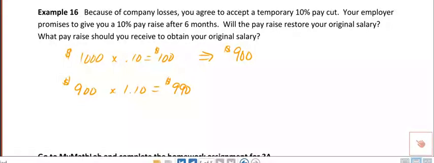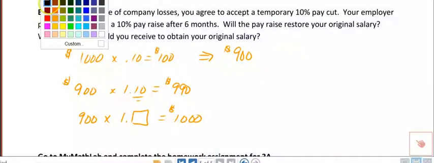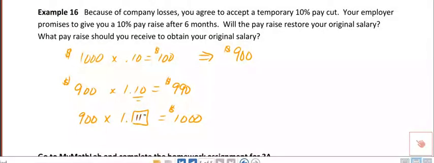So now the question is, what pay raise should you receive to obtain your original salary? So instead of an increase of 10%, the question is, what would I need to multiply that 900 by, 1 point what, to end up with 1,000? And you know, sometimes you could play the number game. It's got to be a little bit bigger than 10% because an increase of 10% only got us to $990. So if you wanted to, you could just put in some numbers and see how it works. So since 0.10 was too small, let's just go with 0.11. Next value up. Well, if I multiply 900 times 1.11, I see that that gives me $999. That's really close to 1,000.